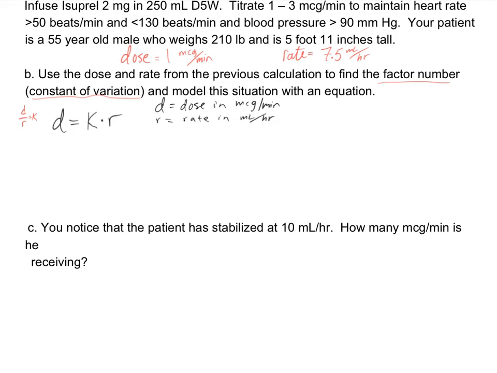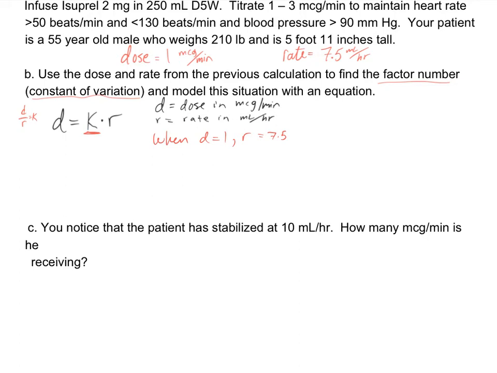So what we want to do is to find this constant. We want to find this value that links the dose and the rate. And what we need in order to find that value is to plug in one instance of the dose and the rate that are related to one another. So we saw that when the dose was equal to 1 microgram per minute, the rate was equal to 7.5 milliliters per hour. So now we're going to plug those values in.